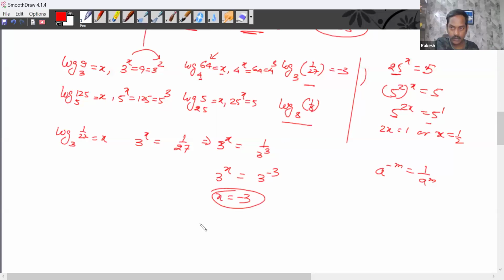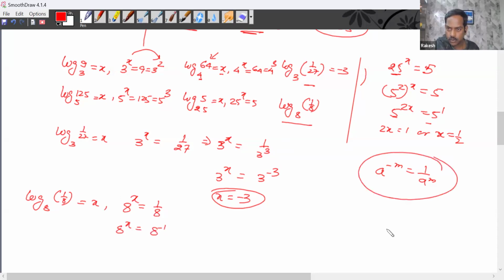Now let's take this on a similar line. Log of 1 by 8 to the base 8. This will be equal to how much? Assuming it to be x. Right? So 8 to the power x is equal to 1 by 8. Or 8 to the power x is equal to 8 to the power minus 1. This rule. So the value of x is equal to minus 1.